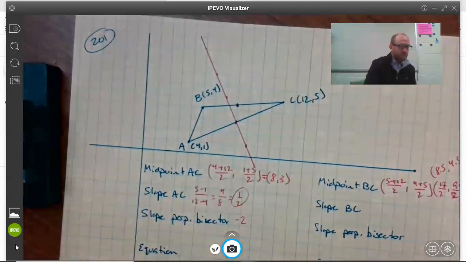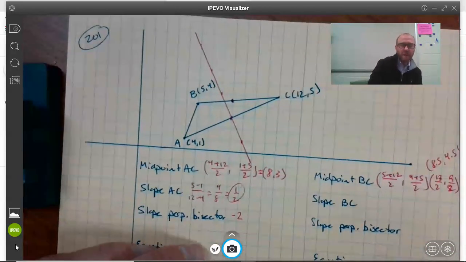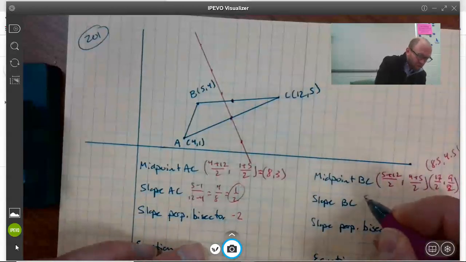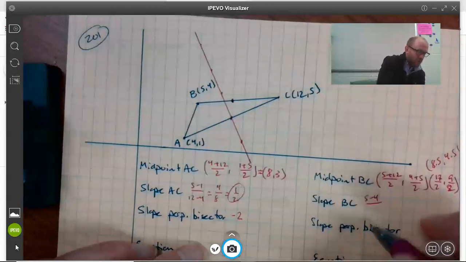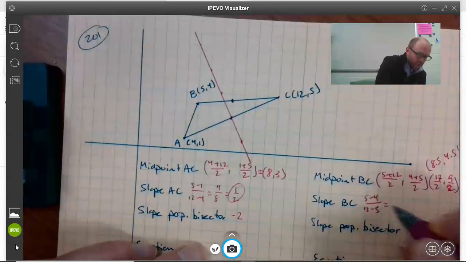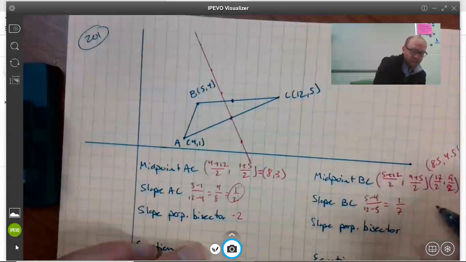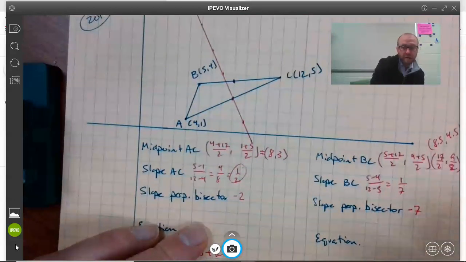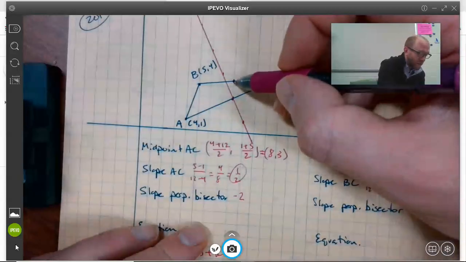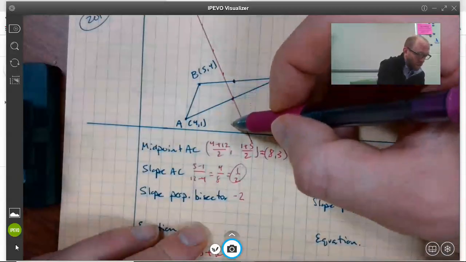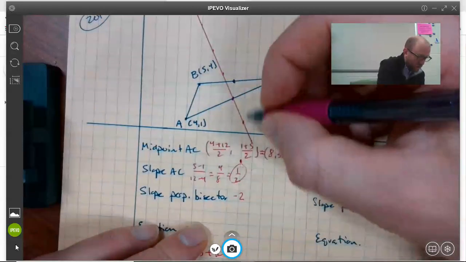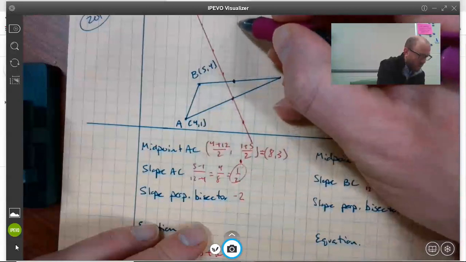Okay. Next, the slope of BC is, let's see, it's 5 minus 4 over 12 minus 5. So that's going to be, let's see, 1 over 7. So the slope of our perpendicular bisector will be negative 7. Okay, so let's see. That's going to be 1, 2, 3, 4, 5, 6, 7 over 1. 1, 2, 3, 4, 5, 6.